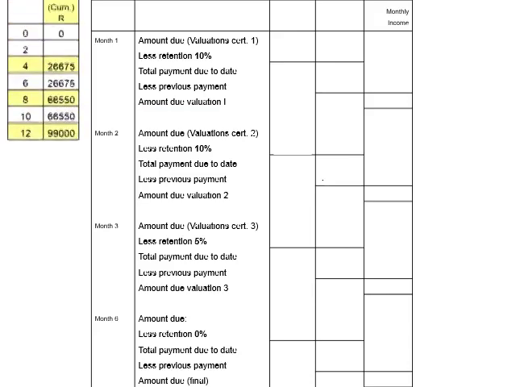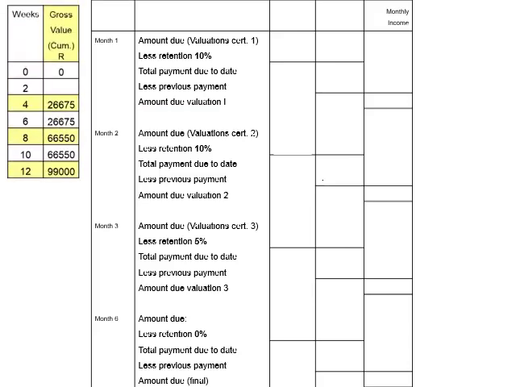First, let us draw the information from the worksheet. Before we find the amount to be used in our calculation, remember, valuations are done monthly. Therefore, the amount to be used is that indicated in week 4 as 26,675 Rand. Record this amount on Form 1, next to amount due, in the third column. Next, calculate 10% of the amount just recorded. The answer should be 2,667 Rand and 50 cents. Record this amount next to less retention.